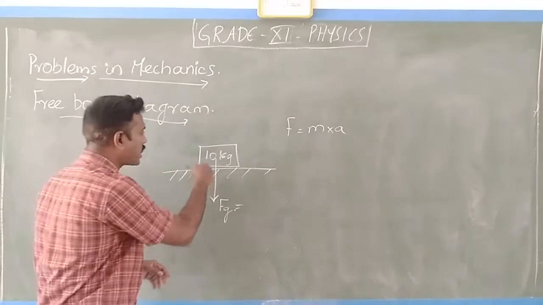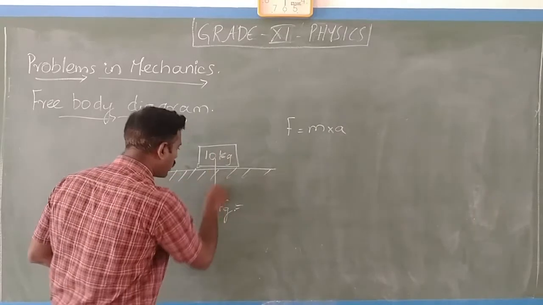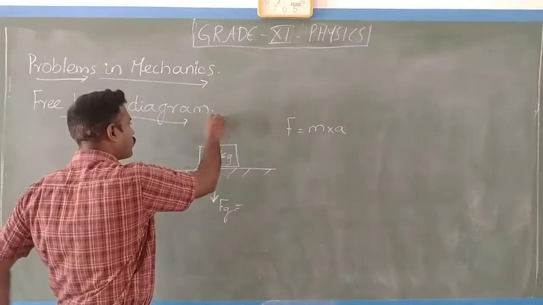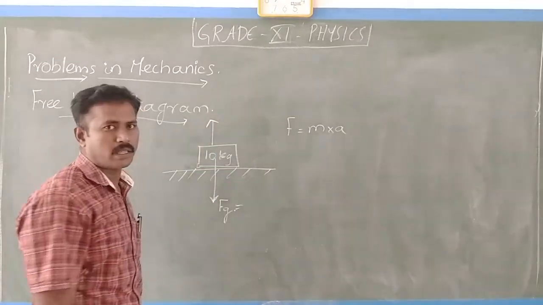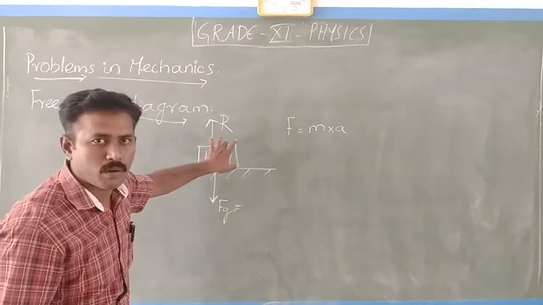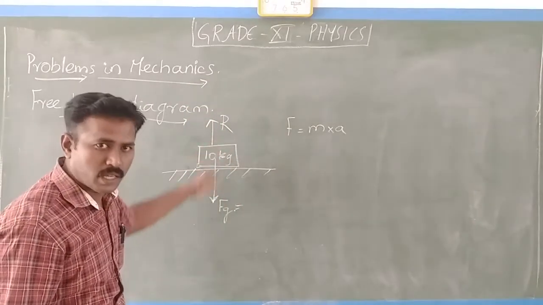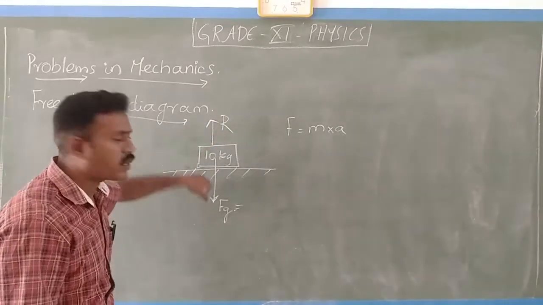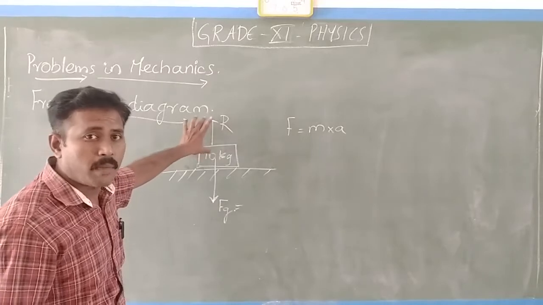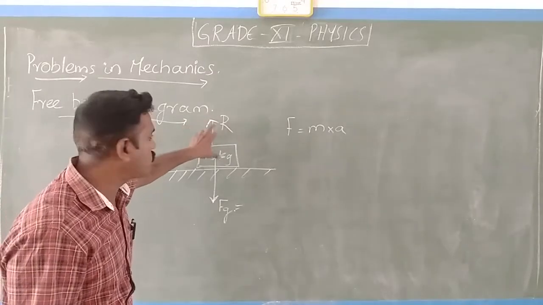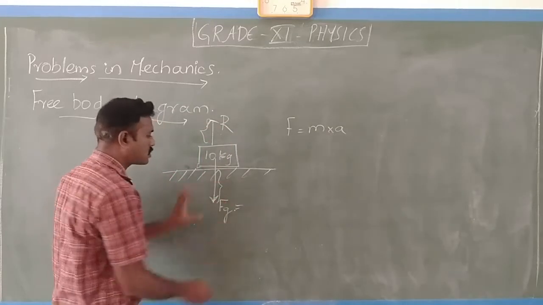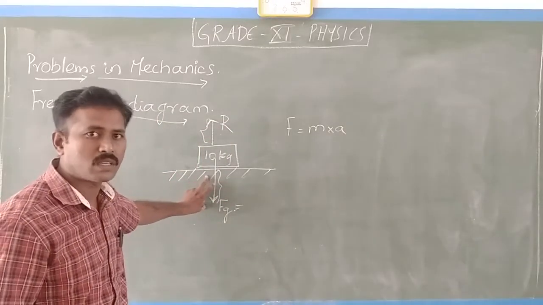So what is the reaction to this? If the earth is pulling downwards, the reaction by this block will be upward. Okay, that is the reaction force. It may be a normal force. It is normal to the ground and quite opposite to the gravitational force. And you see the magnitude. The magnitude of this is equal to this. That is, the length of this and the length of this are the same. The lengths of the two vectors are the same.